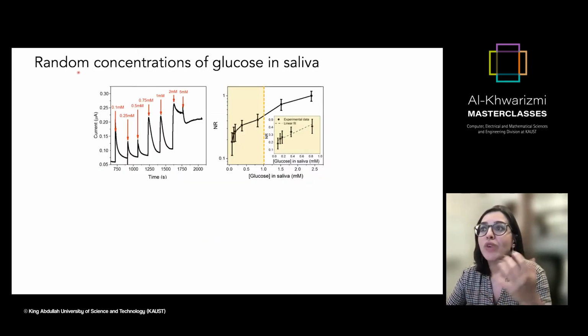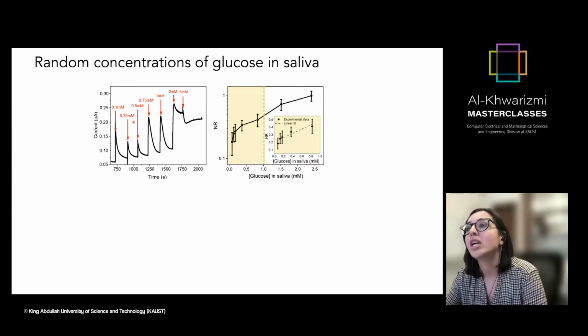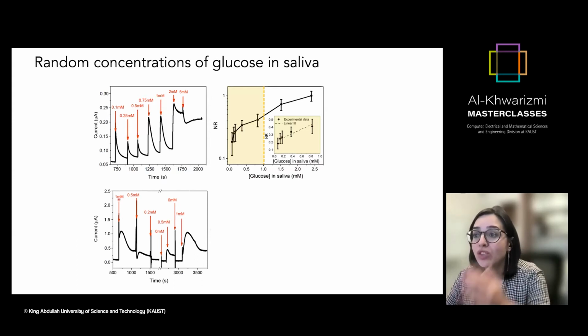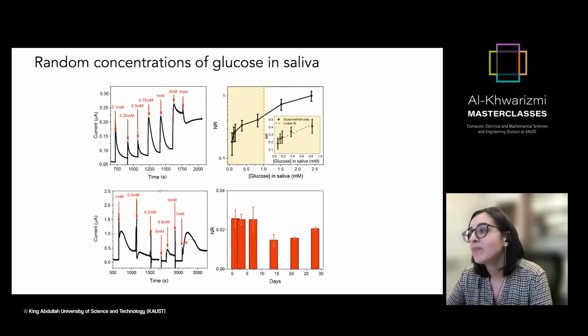If you introduce random concentrations of glucose in saliva, so this is experiments that we do by spiking certain concentrations of glucose in saliva, you see the sensor is responding to saliva. It's not affected by any of those interferences in it. And again, a nice calibration curve that we get. Random concentrations that are decreasing, increasing, decreasing, increasing. Sensor current is changing accordingly.